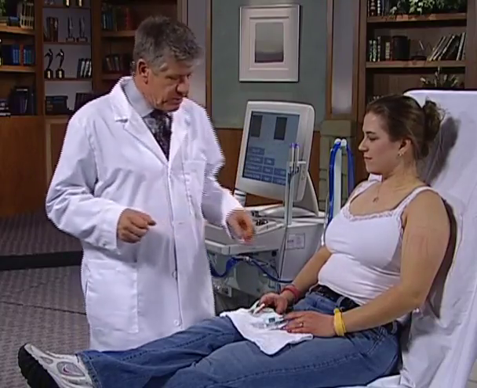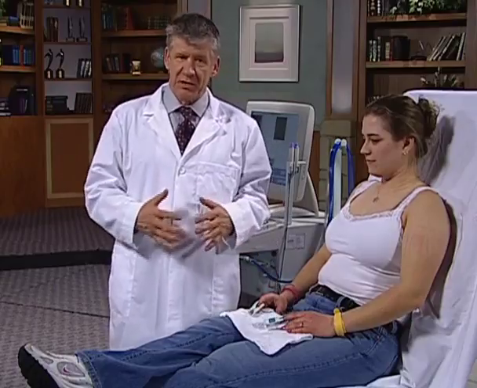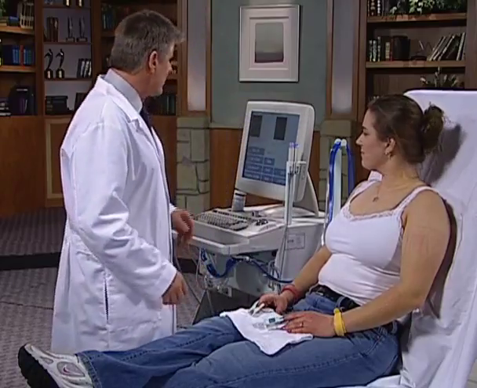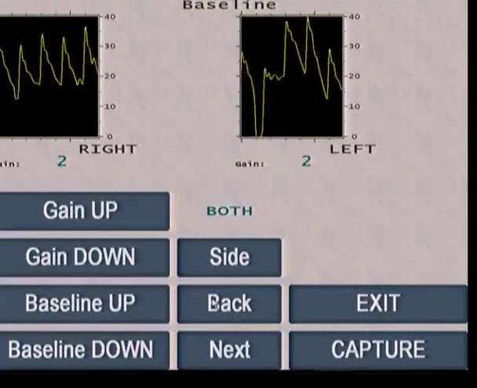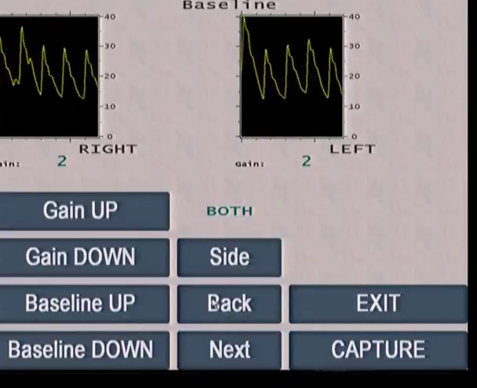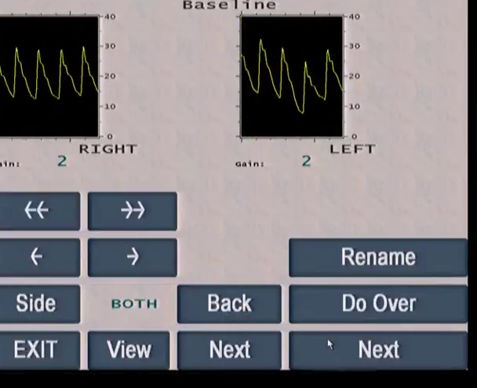So we'll start out with the patient in a baseline study, just resting, sitting up but resting. We're acquiring PPG signals here on the right side, and we'll capture that and then move on to the next site.